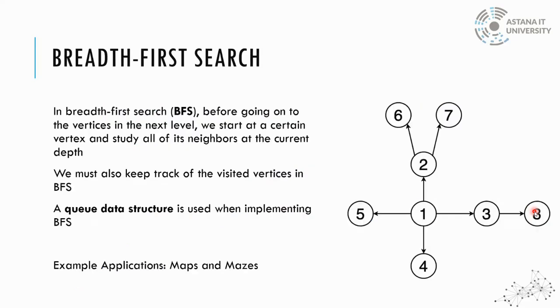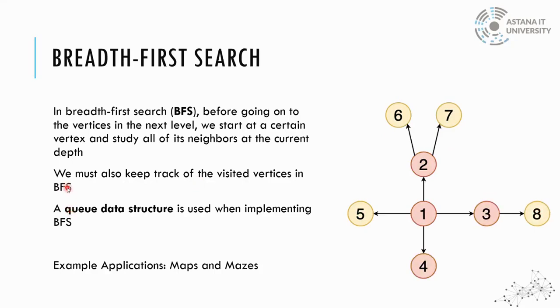The next algorithm is breadth first search. This is like before going on to the vertices in the next level, we start at certain vertex and study all of its neighbors at current depths. So let's say that I'm in this depth. So all my neighbors are 2, 3, 4, and 5. Then I should go to 2, neighbors 6 and 7. Then go to 3, my neighbor is 8.